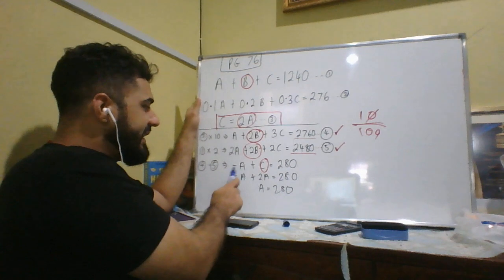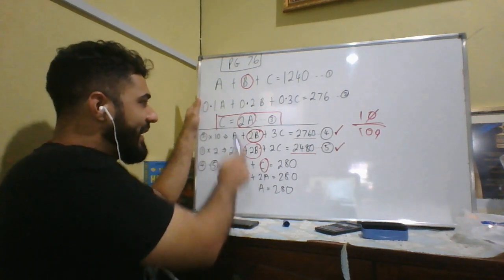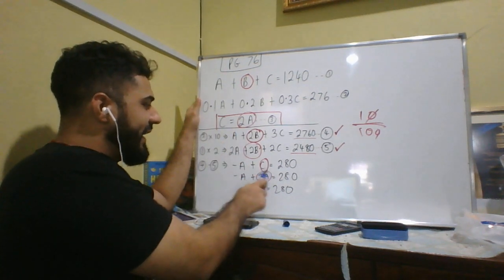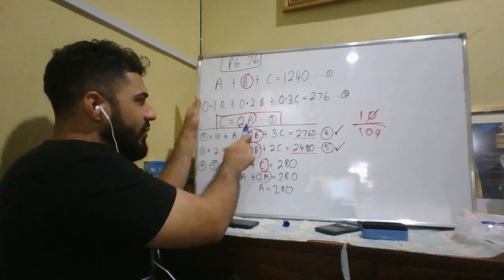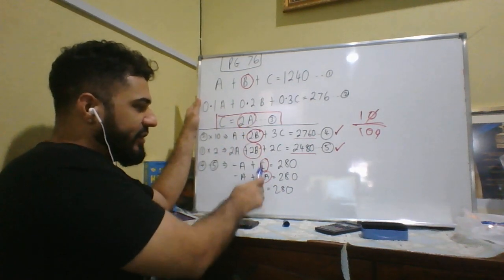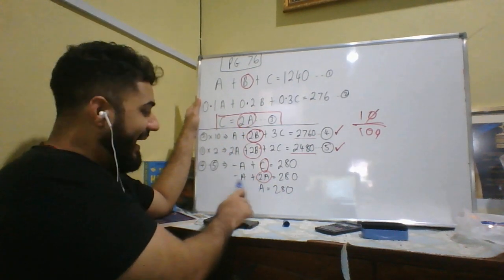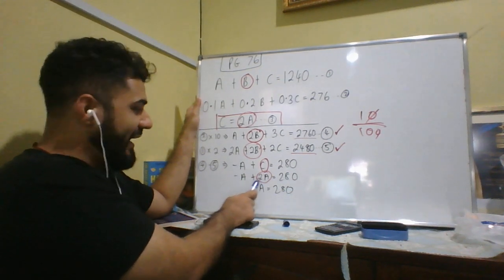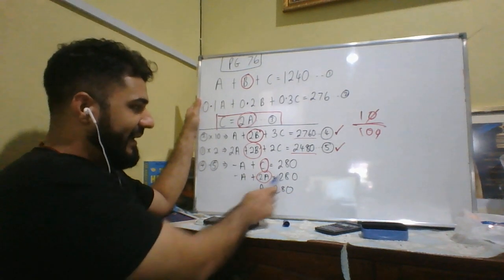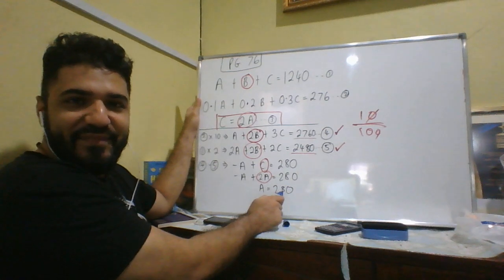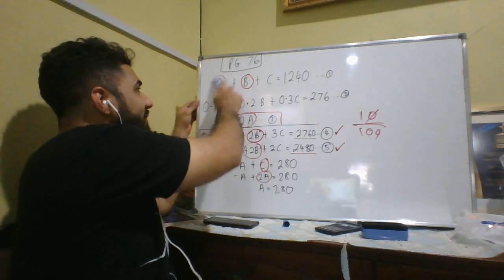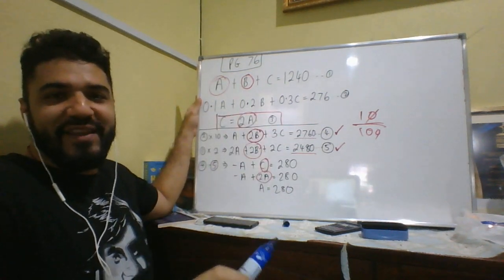So, negative A plus C becomes negative A plus 2A. Kenapa? Sebab C adalah 2A. And you're just substituting C with 2A. And then negative A plus 2A is of course just A. And A is 280. So, what is A? A is the rental for the first room. So, you've already solved that.